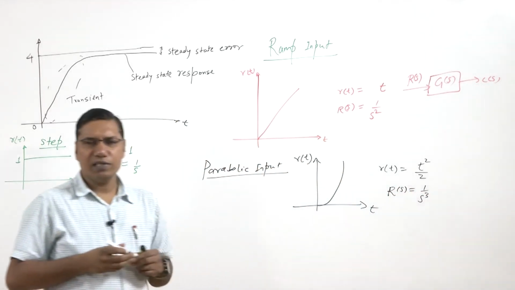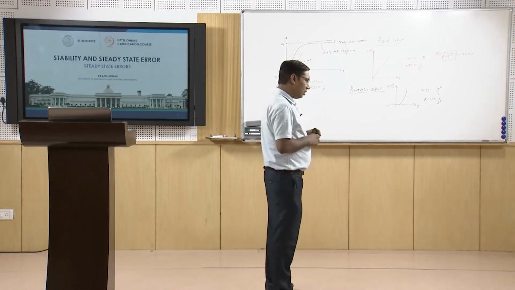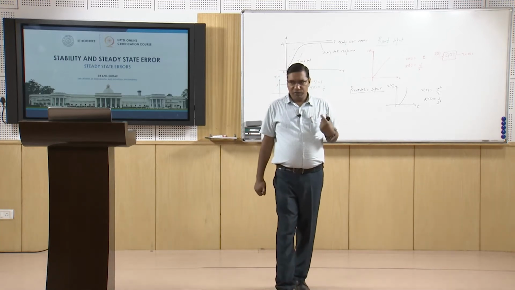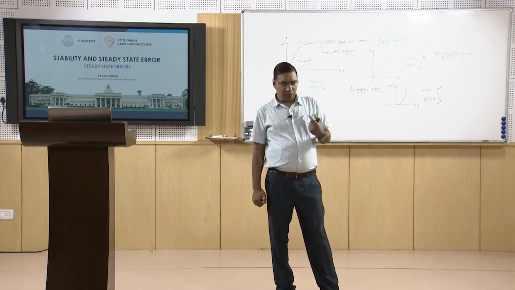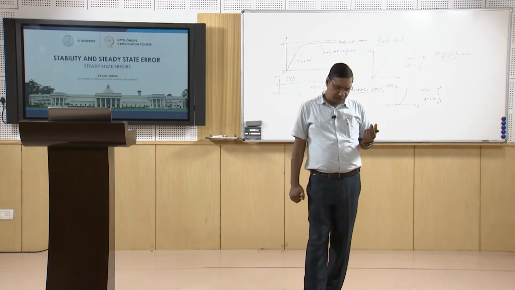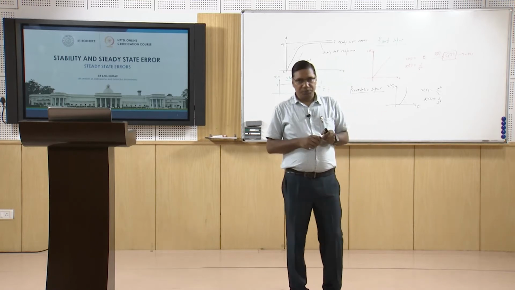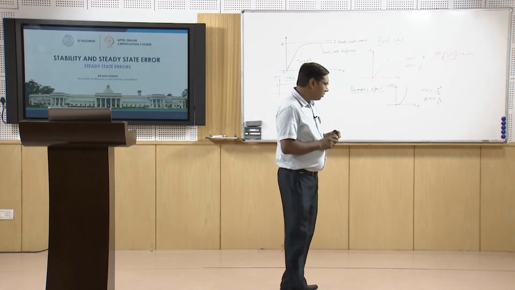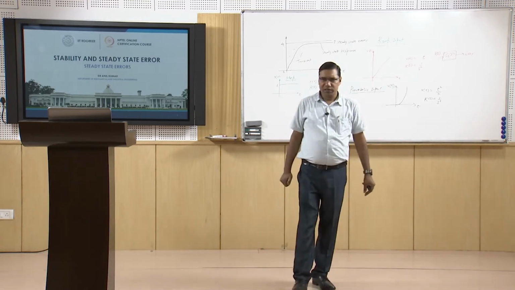This type of test input can be used to monitor accelerating objects, and we can use it to monitor the acceleration of that object. For example, when we launch missiles, because missiles are accelerating objects, they have to accelerate to hit the target. So we can use this type of input to monitor accelerating objects.